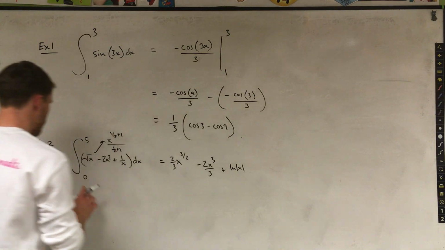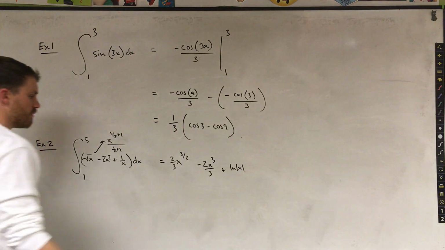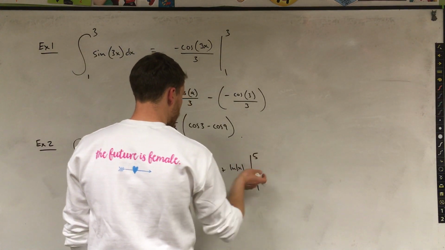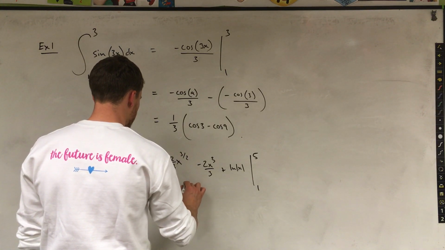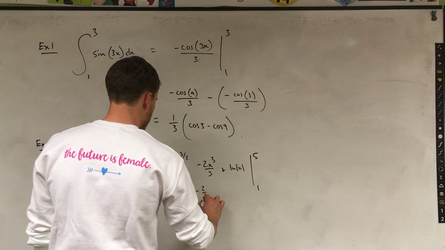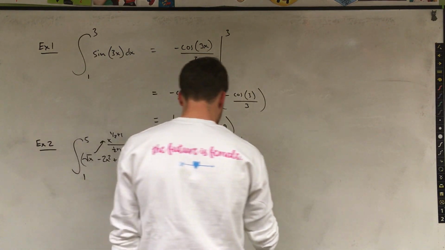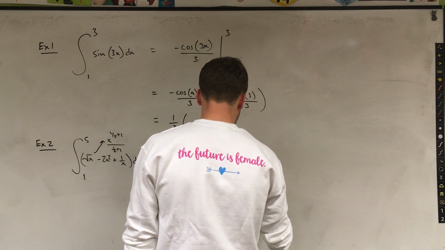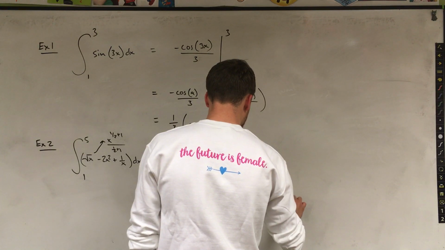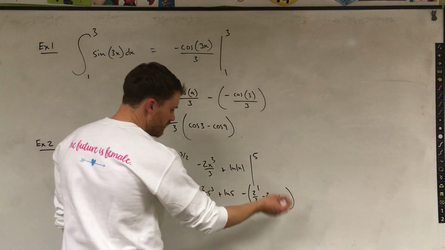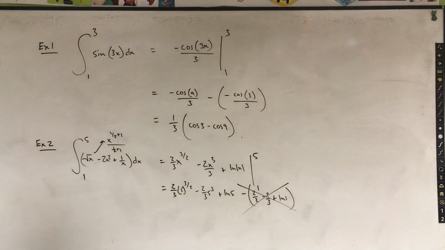And this is going to be not from 0 to 5, because that's not even defined there, and that's too complicated for this example. So we'll go from 1 to 5. Now we simply need to plug in 5 and plug in 1. So that should be 2/3 times 5 to the 3/2 minus 2/3 times 5 cubed plus ln of 5 minus, in parentheses, 2/3 minus 2/3 plus ln of 1. This whole thing is going to go to 0, so we could actually just get rid of that. When we plug in 1, all that stuff goes to 0.